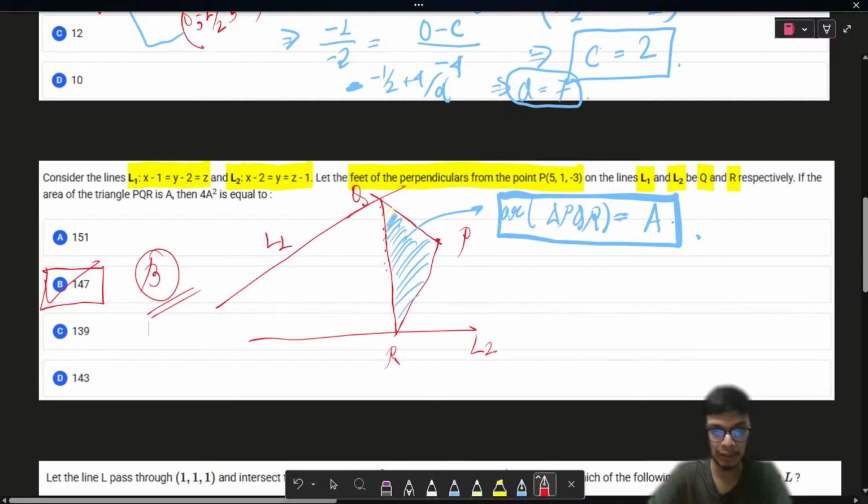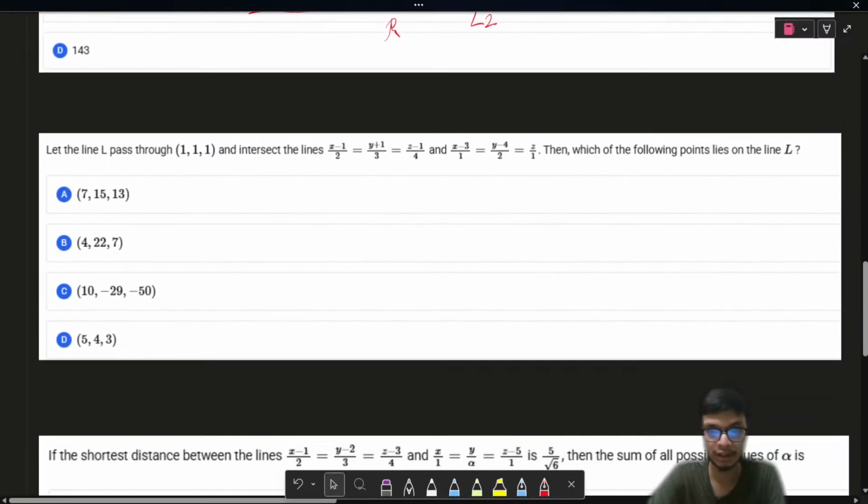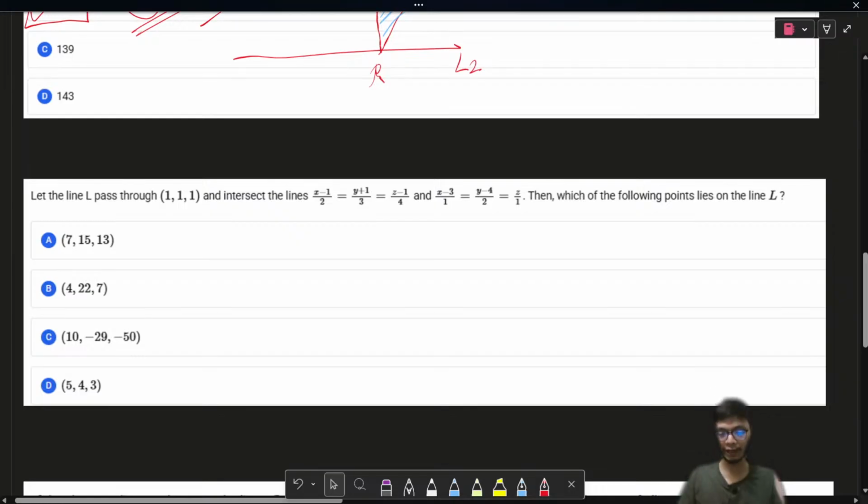Alright, so let's quickly jump into the next problem. Another problem, as you can see, is over here. Please try to solve this problem now. Again, a very straightforward problem. It says let the line pass through this particular point and also intersect these two lines. So it is a question of the equation of a line passing through 2 points.